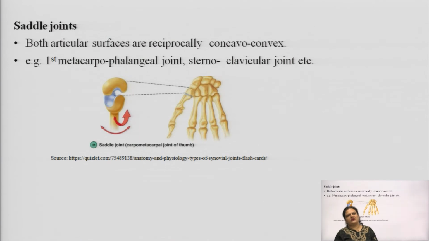Now coming to the last one, and this is the saddle joint. It shows the articulation between surfaces which are reciprocal, meaning just opposite, showing a concavo-convex joint. Examples of the saddle joint are the first metacarpophalangeal joint, and another example is the sternoclavicular joint, the sternum and the clavicle of the shoulder, which shows the sternoclavicular joint.